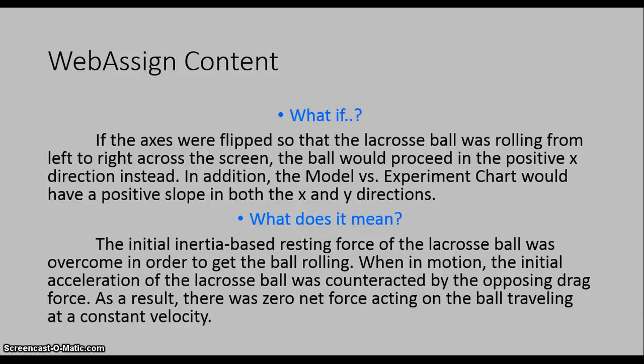What if? If the axes were flipped so that the lacrosse ball was rolling from left to right across the screen, the ball would proceed in the positive x direction instead. In addition, the model versus experiment chart would have a positive slope in both the x and y directions.